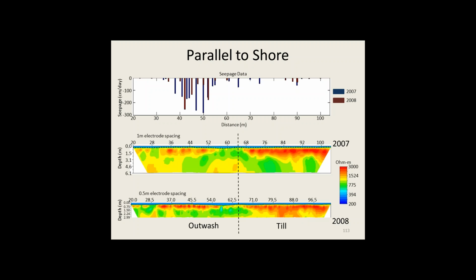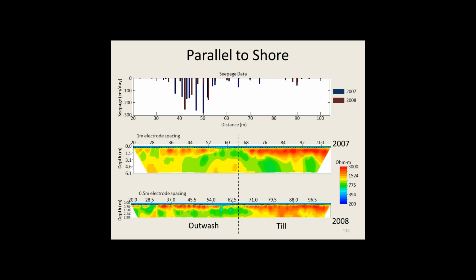So here's the key thing here. Two different measurements, but a different electrode spacing. So again, you remember I said the further the electrodes are apart, the deeper you get. So the one on the top here has electrode spacing of 1 meter, and the one on the bottom has electrode spacing of ½ meter. So you lose a little bit of depth.